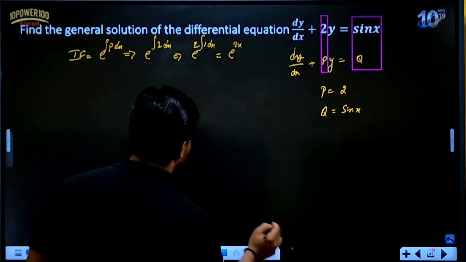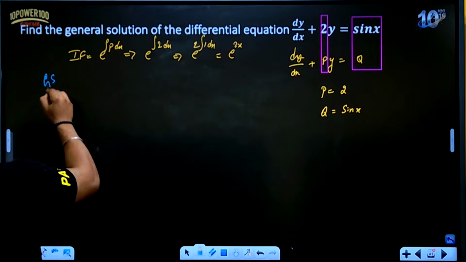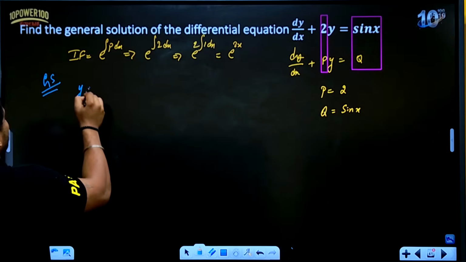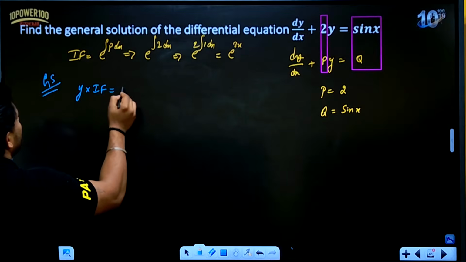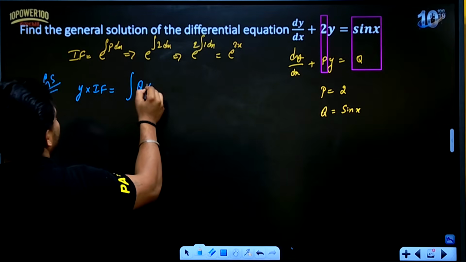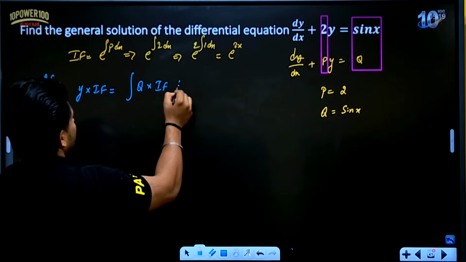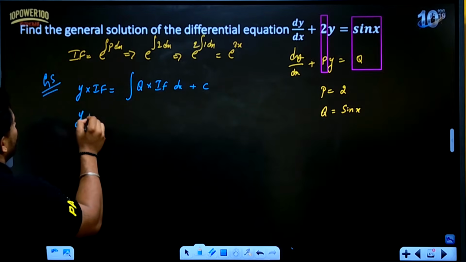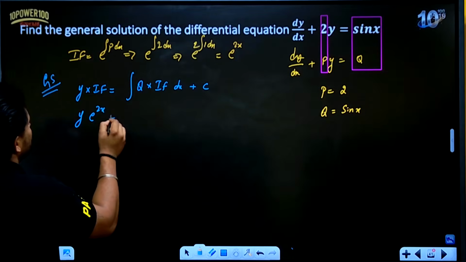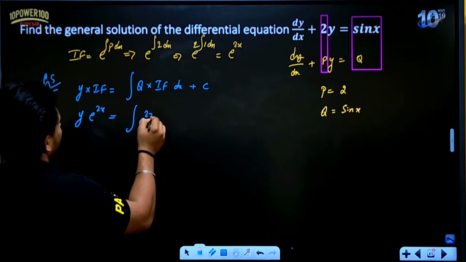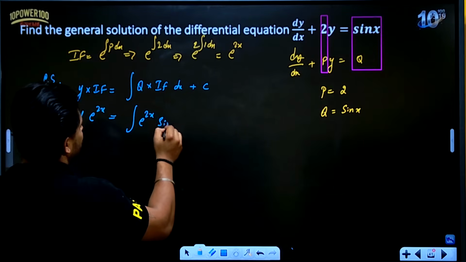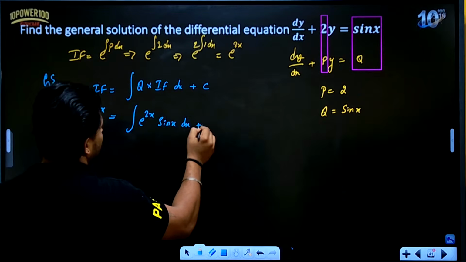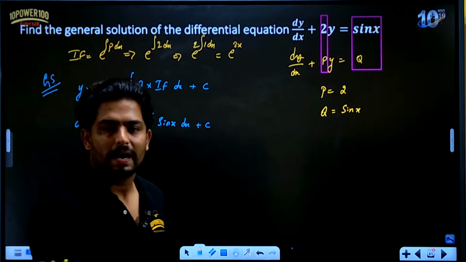So the general solution is y into integrating factor is equal to integration of q into integrating factor dx plus c. So now y into e to the power 2x is equal to integration of e to the power 2x into q, that is sin x, sin x dx plus c. Okay, so this is one part of the sum.